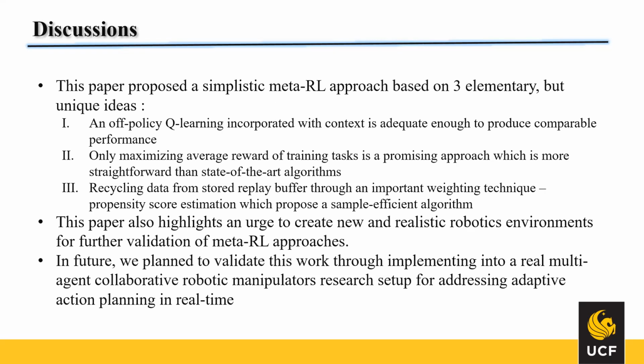So to summarize, this paper proposes a simplistic meta-RL approach based on 3 elementary but unique ideas. One is off-policy Q learning incorporated with context, adequate enough to produce comparable performance. Next, only maximizing the average reward of training tasks is a promising approach, which is more straightforward than state-of-the-art algorithms. Next, recycling data from the stored replay buffer through an importance weighting technique, propensity score estimation, which proposes a sample efficient algorithm.